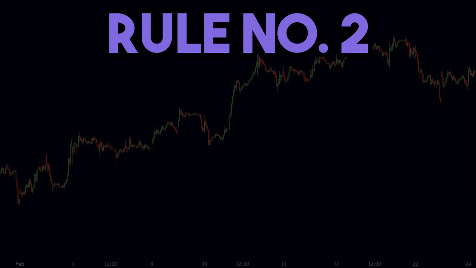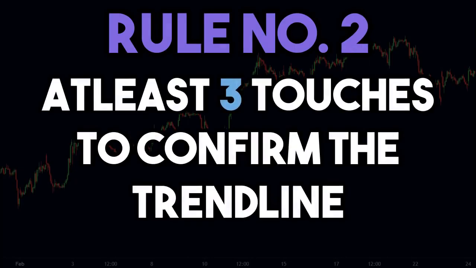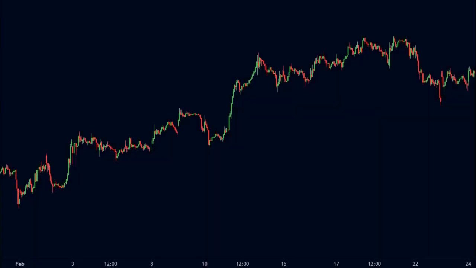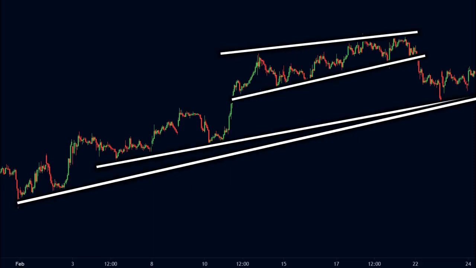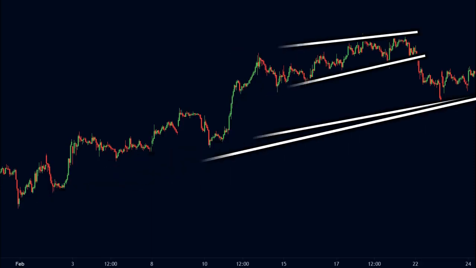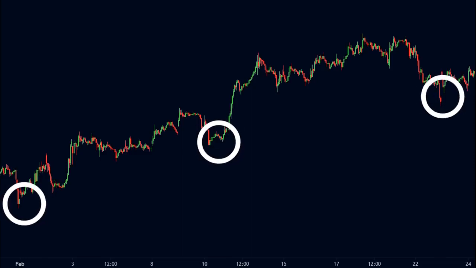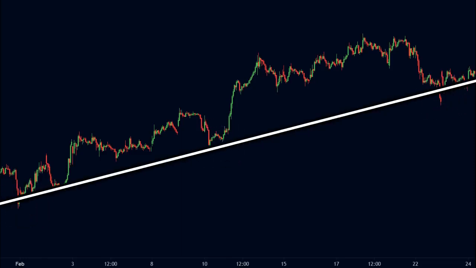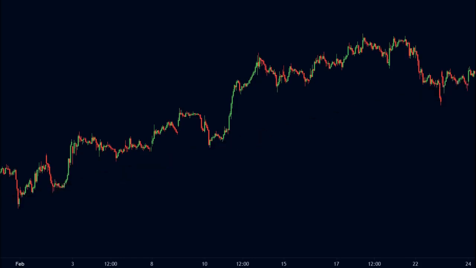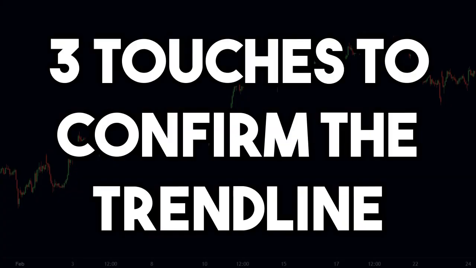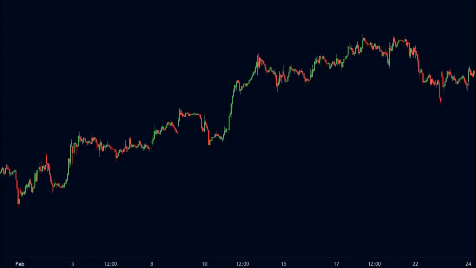The second rule of drawing trend lines is that you need at least 3 touches to confirm the trend line. I have seen many traders, especially on YouTube, say that you need 2 touches to confirm a trend line. But think about it logically. You can pick up any 2 points on the chart and create a trend line. But when there are 3 points that fall in a straight line, it becomes a confirmed trend line. Hence, I always look for at least 3 touches to confirm a trend line.